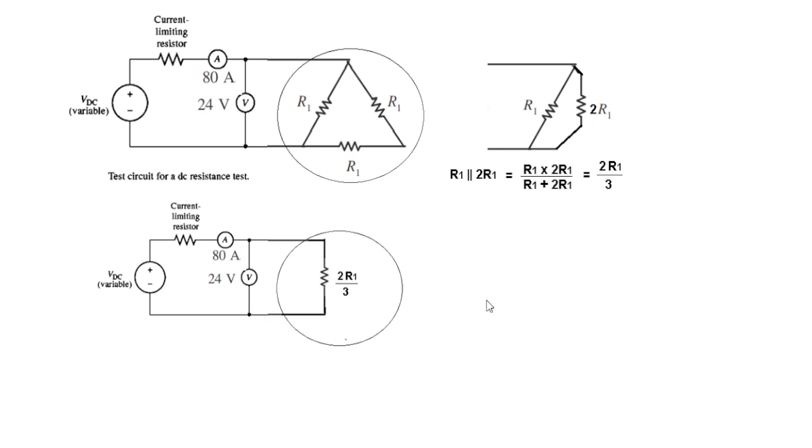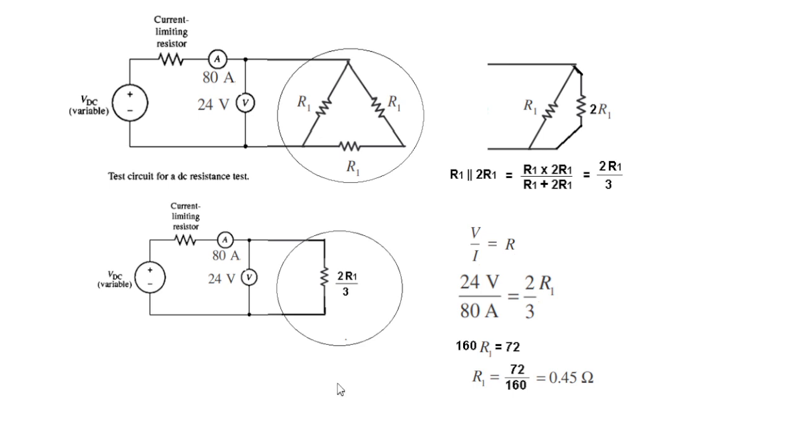So the equivalent circuit would look like this, and now we can easily find it from the relation V over I is equal to R. V is 24, I is 80, and this R is 2R1 over 3. Solving this, we can find the value of R1 to be 0.45.